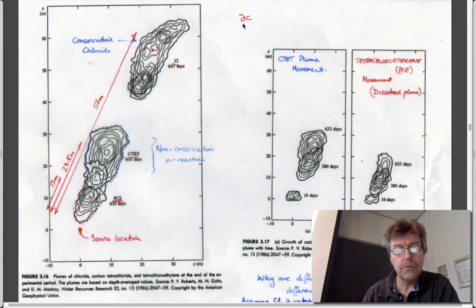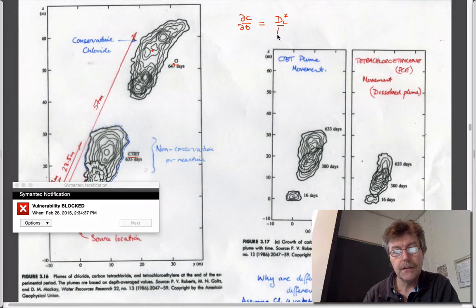We talked about how we would modify the advection dispersion equation to accommodate that. It's interesting how sometimes my handwriting is actually decent.